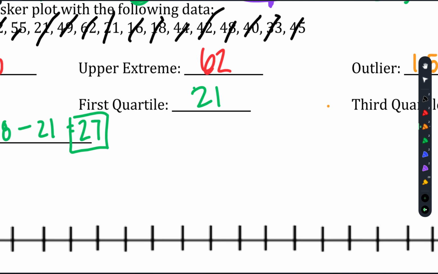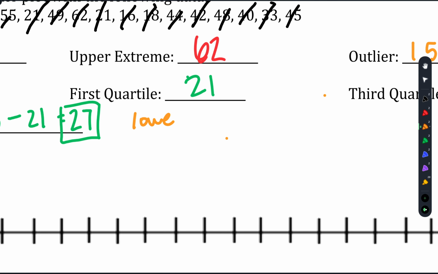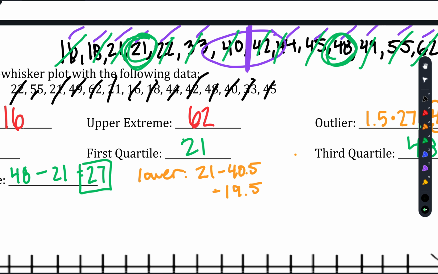So let's start with my first quartile. My lower limit is going to be 21, that's my first quartile, minus 40.5. So that means I cannot go any lower than negative 19.5. Do I have any pieces of data that are lower than negative 19.5? No, I don't have any negatives at all.